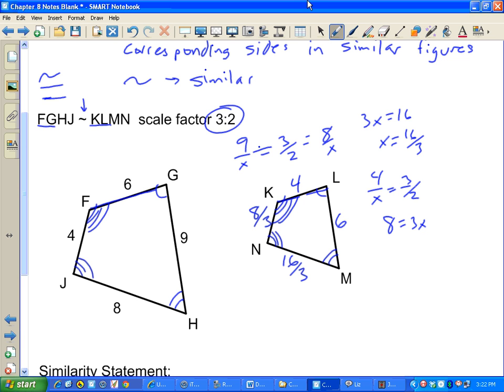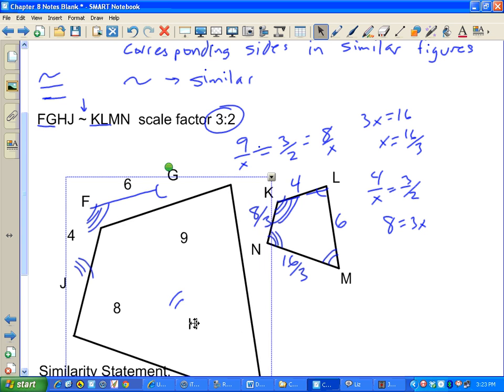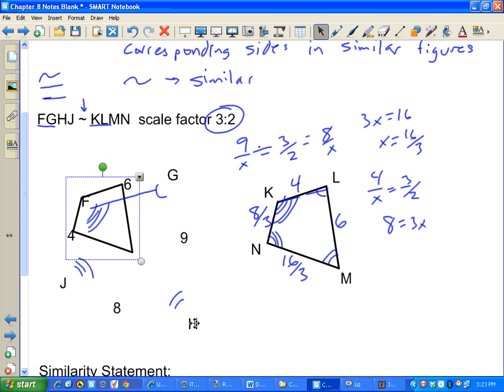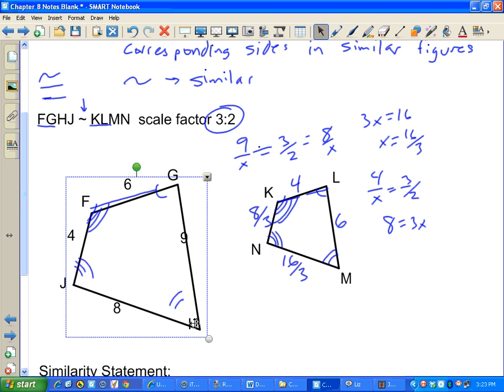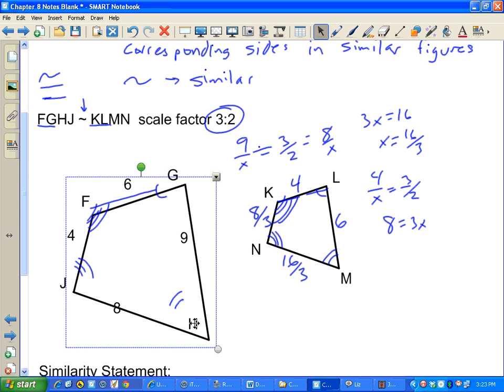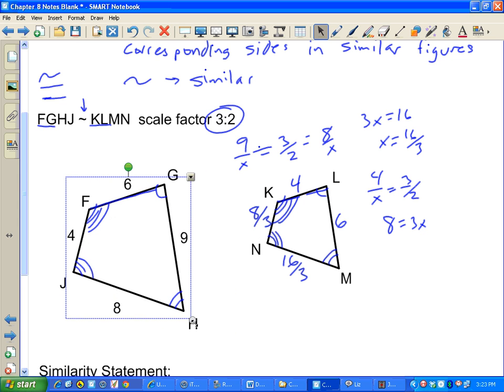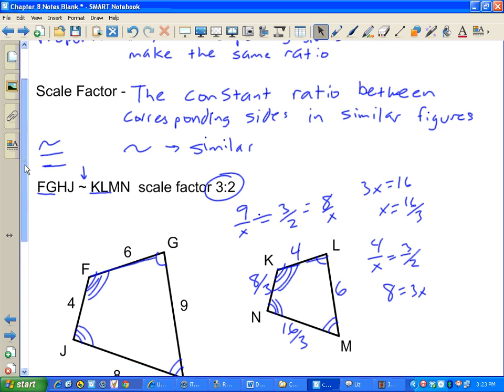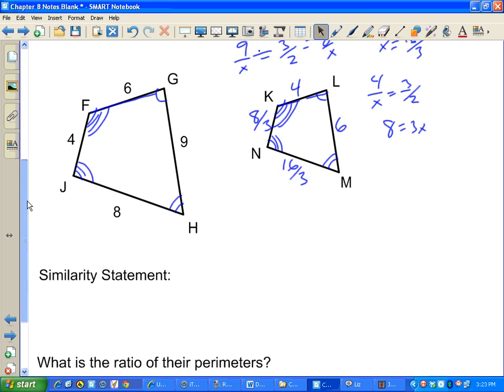So I could make any number of these same shapes, but my angles aren't changing. The only thing that's changing is how big the sides are. So it's the angles that are making the shape the shape that it is. So similar has these two things: congruent angles and this constant ratio between the corresponding sides. In this case, it's a constant ratio of 3/2, which we call our scale factor.